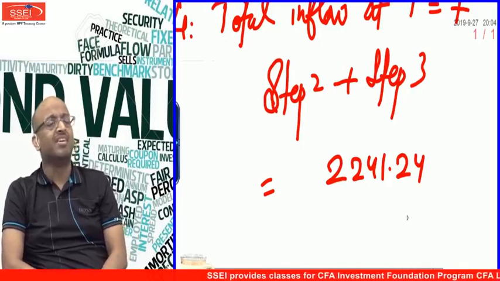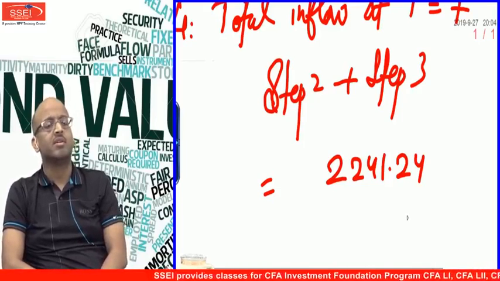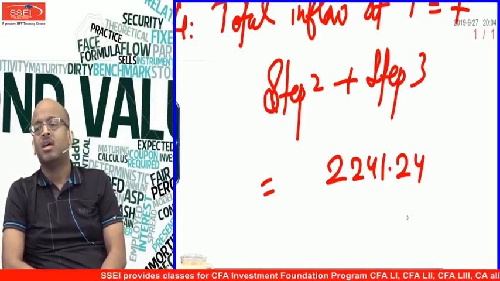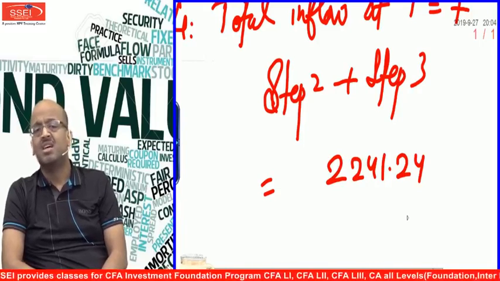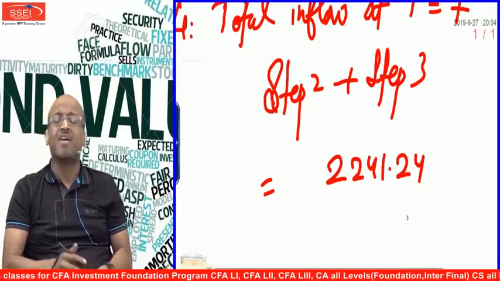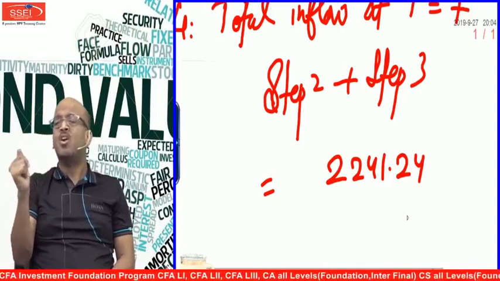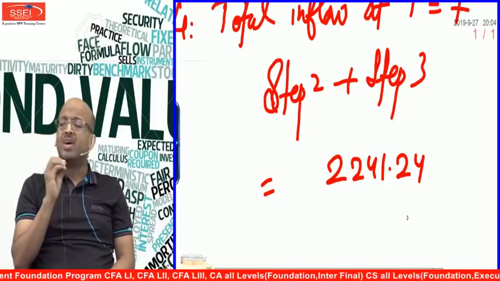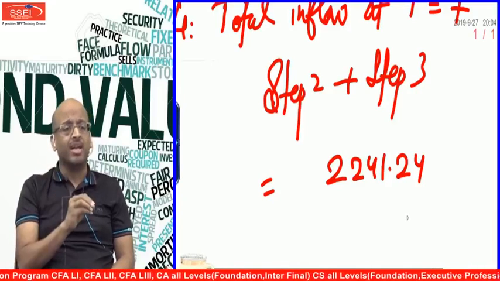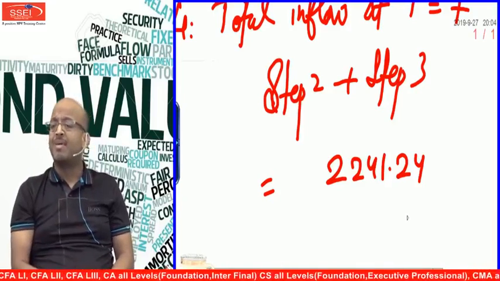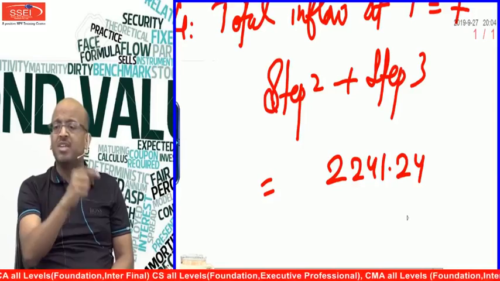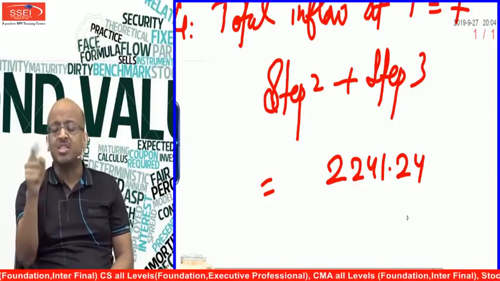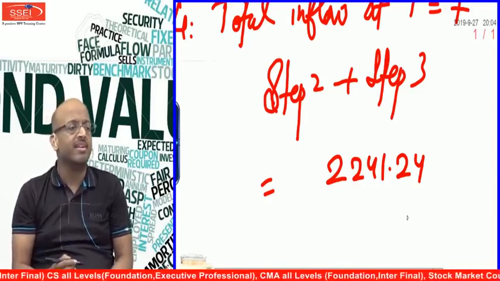And how much had we invested in step 1? 1058.9. It's like a normal time value of money sum. You put 1058.9 in a bank today, and after 7 years, you take back 2241.24. There is some return you got, because you invested 1058 in a bank today, and after 7 years, you get 2241. What's the hidden rate? That's IRR.